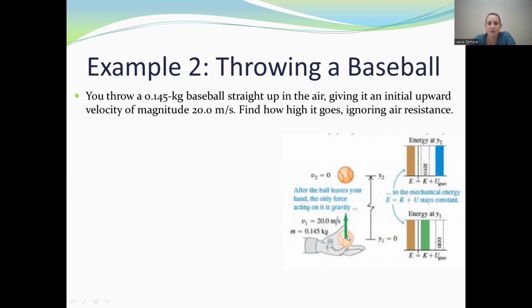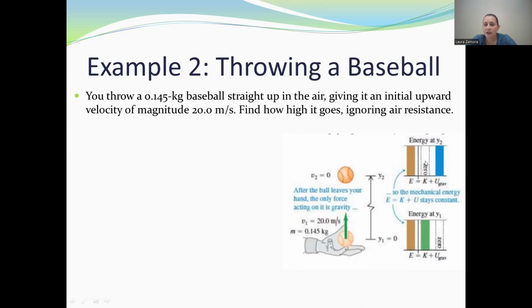So here's our little picture, right? Here's the ball, we're throwing it upward. It has an initial speed of 20 meters per second upward. Here's the mass. And at the top of its trajectory, right before it changes direction, the speed of the ball is momentarily zero, right? We talked about that in projectile motion. So here when it leaves our hand, v1 is 20, v2 at the top of its trajectory is 0.